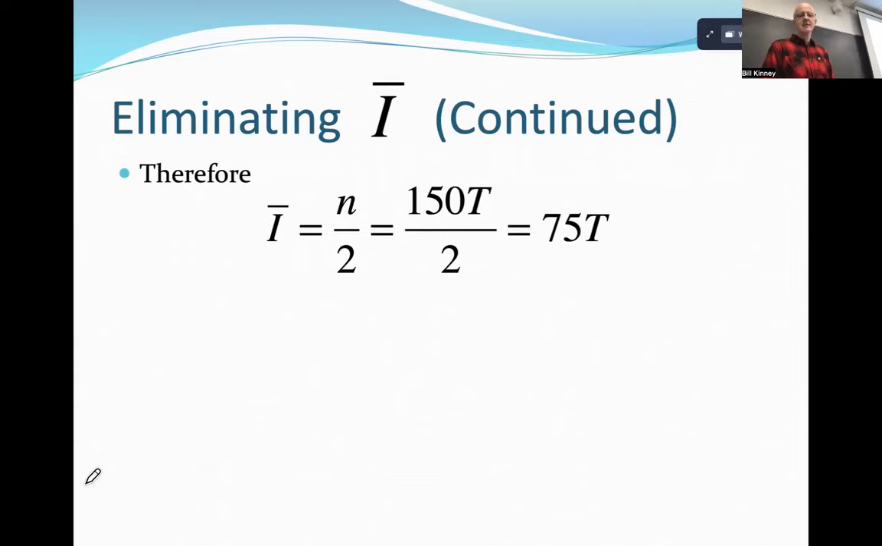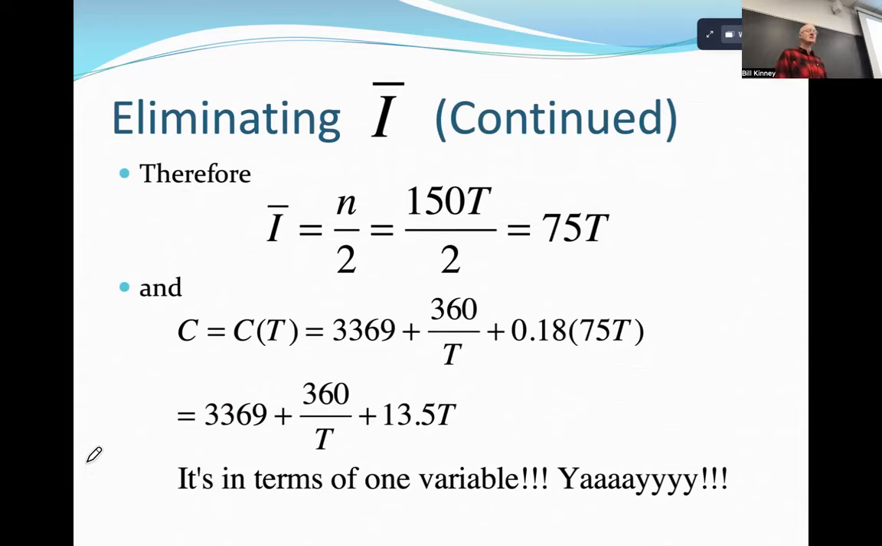Therefore, I bar is N over 2, and N is 150 times T. Therefore, I bar is 75 times T. Again, if T were 4 weeks, N would be 600. N over 2 would be 300. 75 times 4 is also 300. You get the same thing. So now we've got everything just in terms of T. It's in terms of one variable. We can use calculus 1, single variable calculus, to help us optimize this.